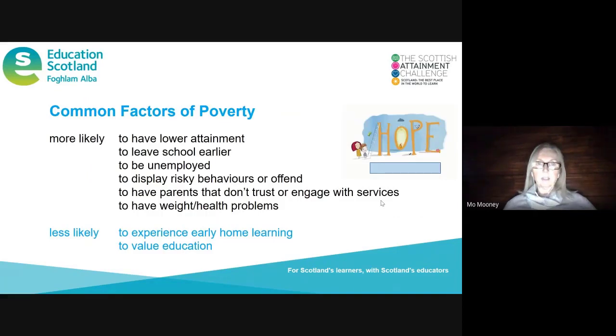So that's the kind of common factors, if you like, of poverty there, and that came from research done by Heriot Watt University. So your kids living in poverty are more likely to have lower attainment, leave school earlier, be unemployed, display risky behaviours or offend, have parents that don't trust or engage with services, and have weight and health problems. And they are less likely to experience early learning at home or to value education.